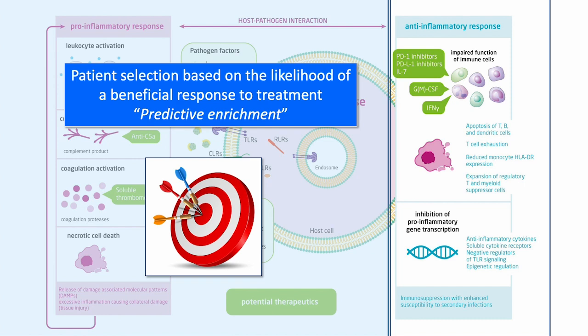And this predictive enrichment strategy has been used in particular in more recent trials that have tested immune-enhancing agents in order to reverse the immune suppressive responses in patients with sepsis. And we're going to mention a few examples later on during this talk.